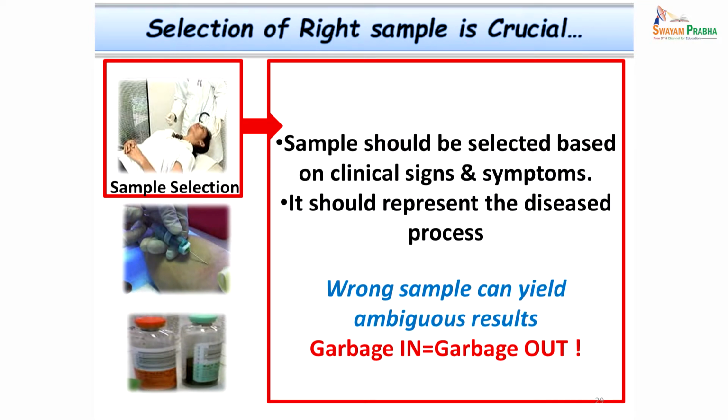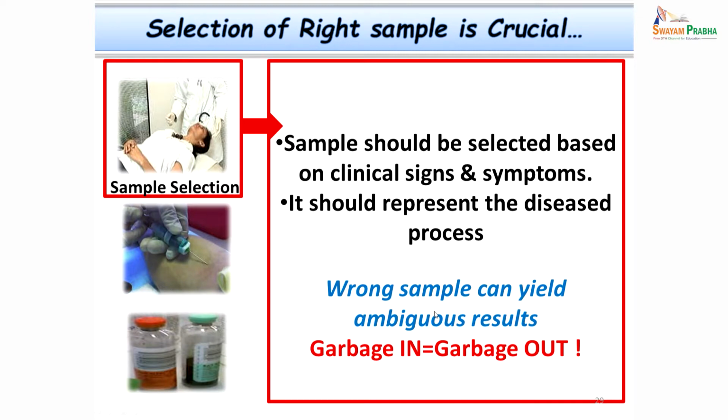Let us take each step in detail, as every step forms a very crucial part of laboratory diagnosis. Sample selection is very important. As I said, the sample should be selected based on the signs and symptoms and the history given by the patient, the time of the symptoms appearing, all those are very important. The sample should represent the disease process, it should come directly from the disease site, and if we select a wrong sample, it could result in ambiguous results.